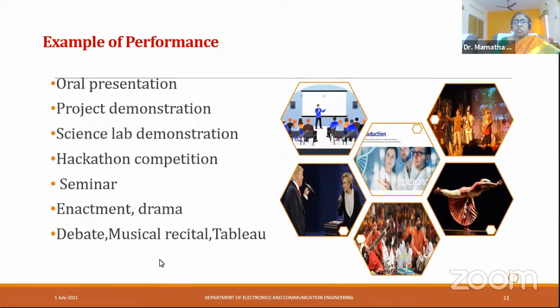So from the syllabus point of view, we already have seminars, project demonstrations, science lab demonstrations, and all that. Of course, as part of our co-curricular activities, we are also conducting hackathons and encouraging the students to take part in them. See, whether they win or not is another thing, but we should encourage them to take part in hackathon competitions and different seminars, like technical talks, and of course in the activities that other institutes or organizations announce, the students should take part actively so that their authentic development takes place.